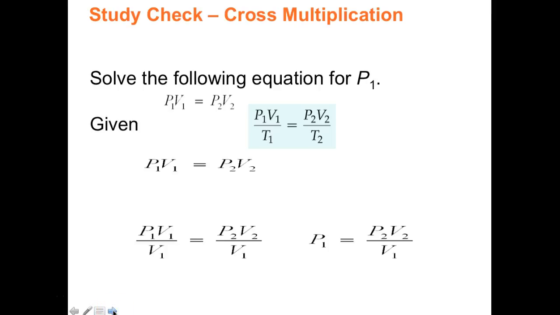So you're solving for P1, the initial pressure. What you can do is divide both sides by V1. Here they've divided both sides by V1, so you get rid of this V1, and now P1 takes the form P2 V2 divided by V1. Then you can plug in the corresponding numbers for P2, V2 and V1, and solve for P1.